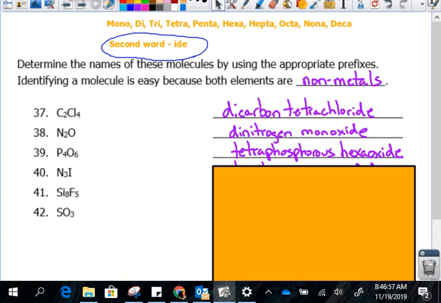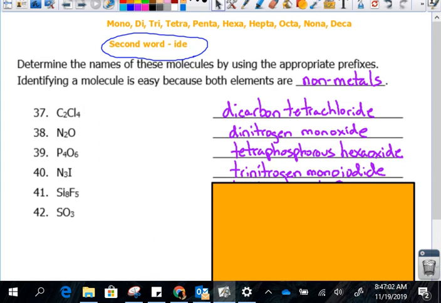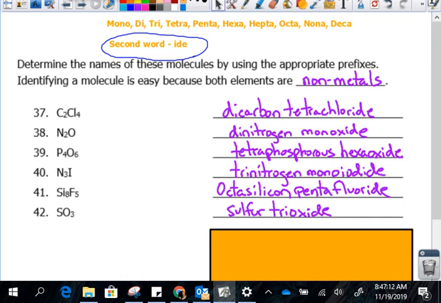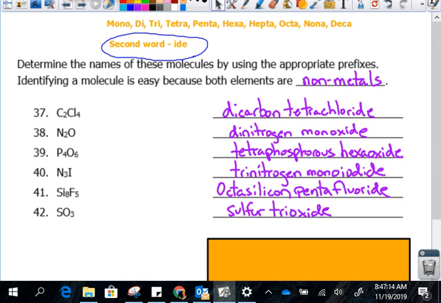Trinitrogen, 3 nitrogens, monoiodide. You don't get to put 3 vowels next to each other often enough. And then 8 silicons, octasilicon, pentafluoride, and sulfur trioxide, which is really dangerous.